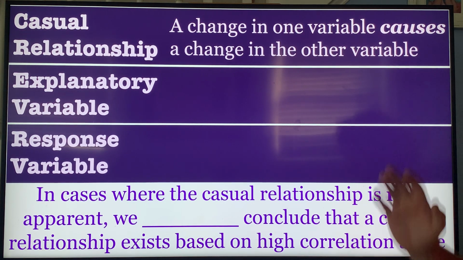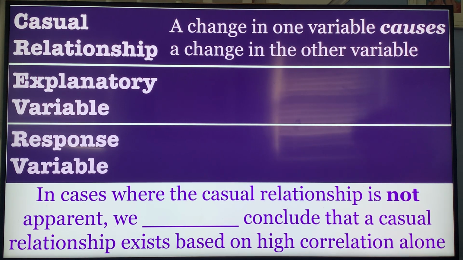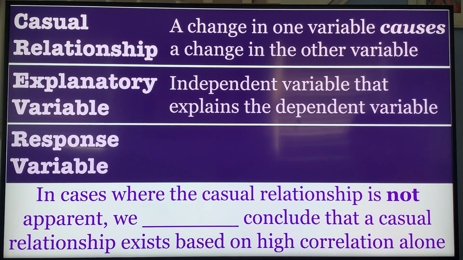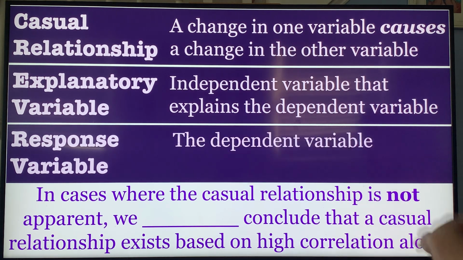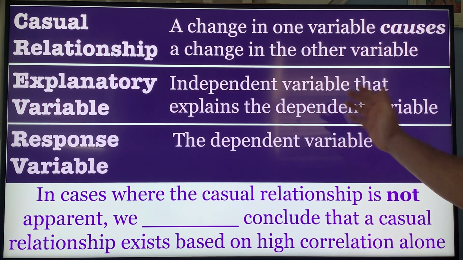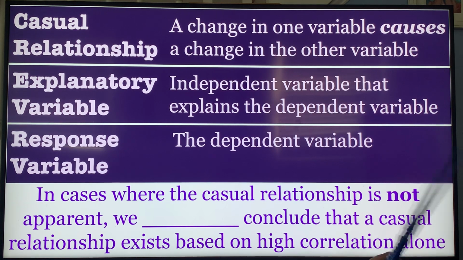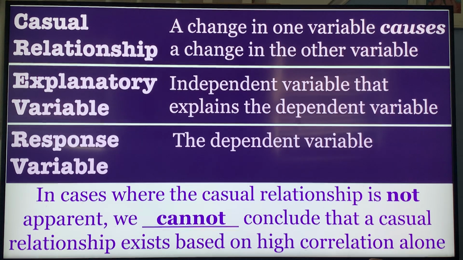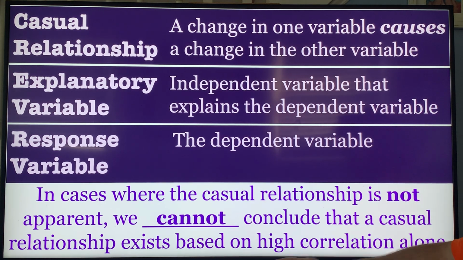Now, there's 2 things here. The explanatory variable, that's your independent variable that explains why the dependent variable is doing what it's doing, and then your response is your dependent variable. And we discussed this in the first slide. In cases where the causal relationship is not apparent, or we don't see it, we cannot conclude that there's a causal relationship based on the correlation alone.